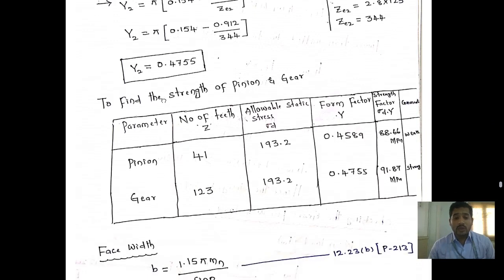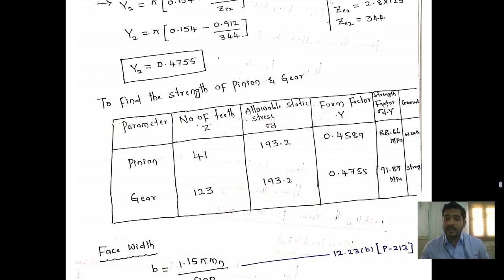After that, you need to draw one table. In the table you have to represent the parameters for the pinion and gear. The number of teeth of the pinion is 41, we got it, and the number of teeth of the gear is 123. And the allowable static stress sigma d1: here we have already found 193 for the allowable static stress of the pinion, and the allowable static stress for the gear is 193.2. Because both are the same, for that reason the allowable static stress for the pinion as well as for the gear remains the same. And the form factor is 0.4589, and 0.4755 is the form factor for the gear.